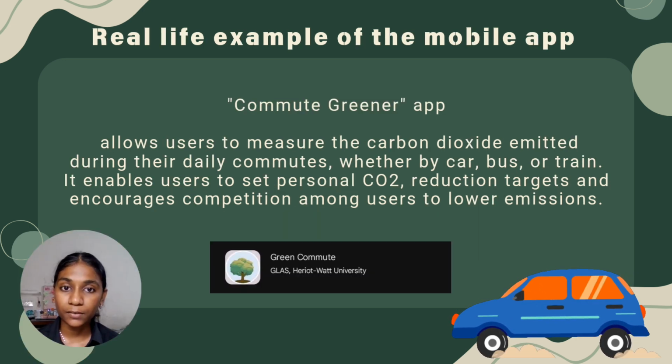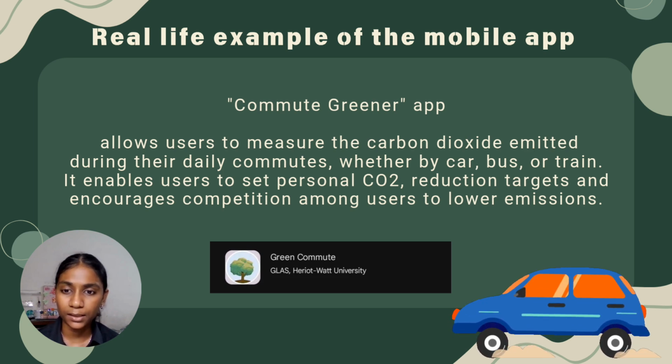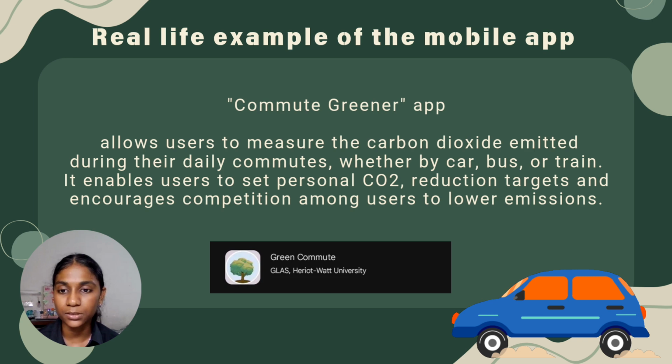Now, here is a real life example of an innovation made by the country Sweden to reduce carbon dioxide emission from vehicles. This is an app called Commute Greener. It's a mobile app which allows users to measure the carbon dioxide emitted during their daily commutes, whether by car, bus, or train. It also enables users to set personal carbon dioxide reduction targets and encourages competition among users to lower emissions.